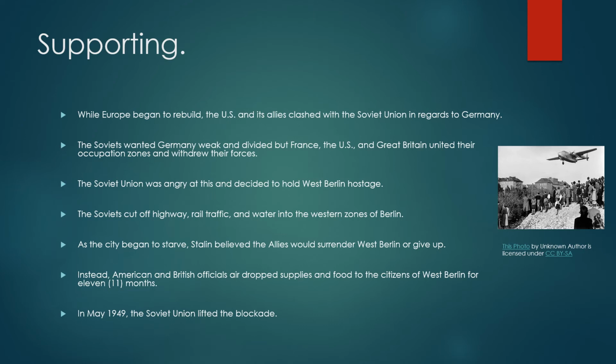The Soviet Union was angry at this, and they decided to hold West Berlin hostage. So the Soviets cut off highway, rail traffic, and water into the western zones of Berlin. And as the city began to starve, Stalin believed that the Allies would surrender West Berlin or just give up. Instead, what the American and British officials did was they had an airdrop of food and supplies to the citizens of West Berlin for 11 months. This becomes known as the Berlin Airlift. And finally, after a little over a year, in May 1949, the Soviet Union lifted the blockade.